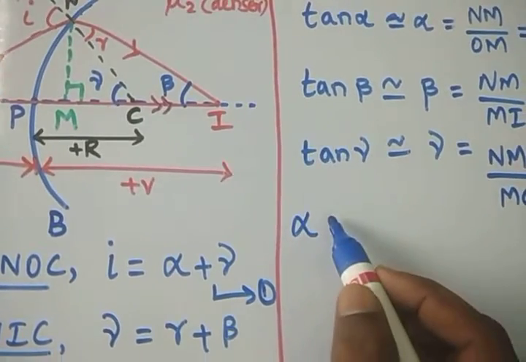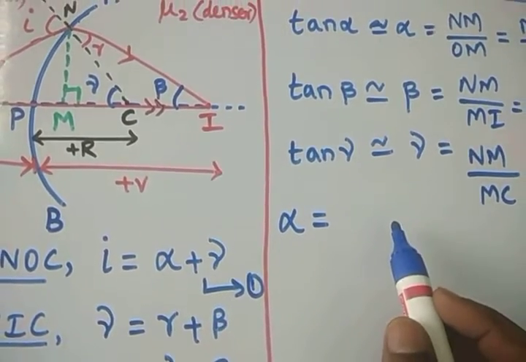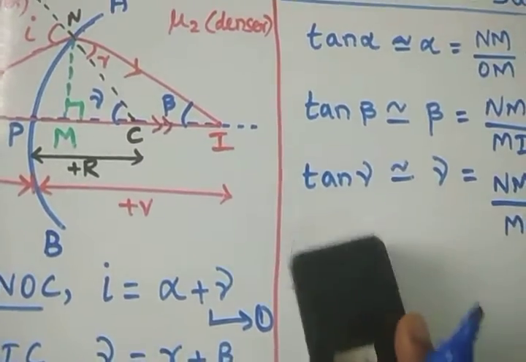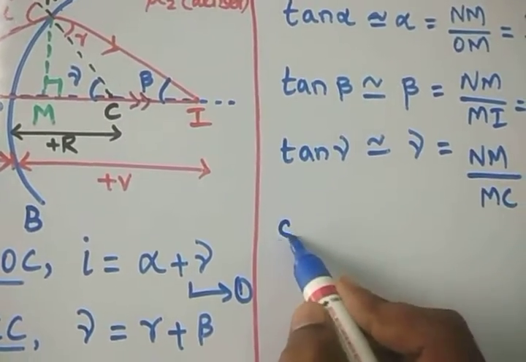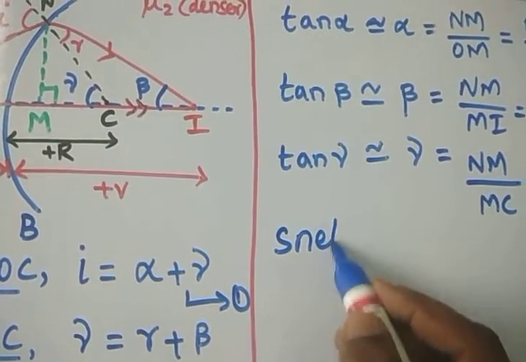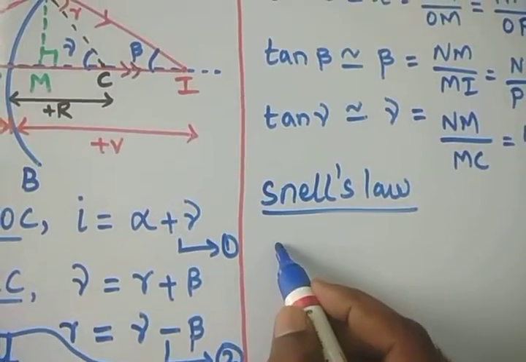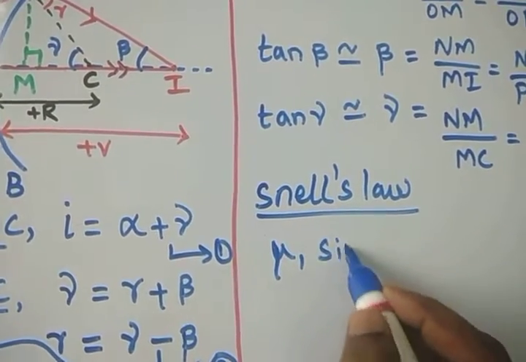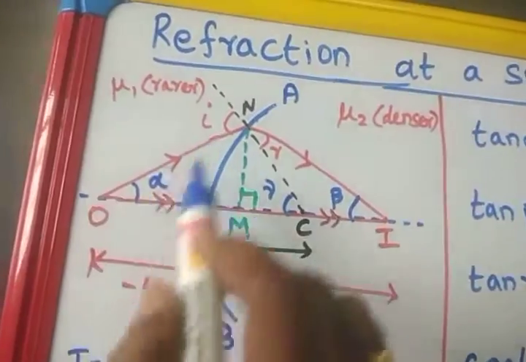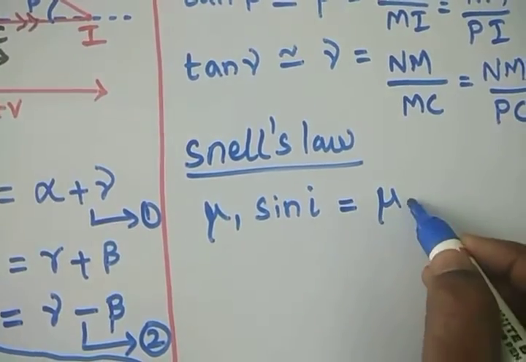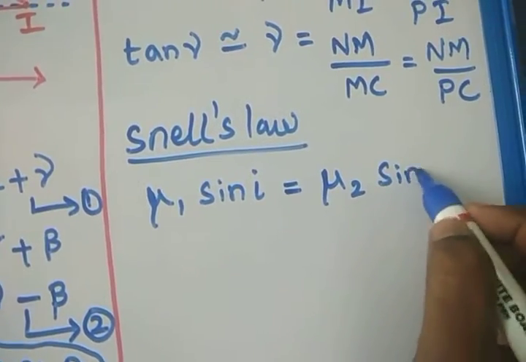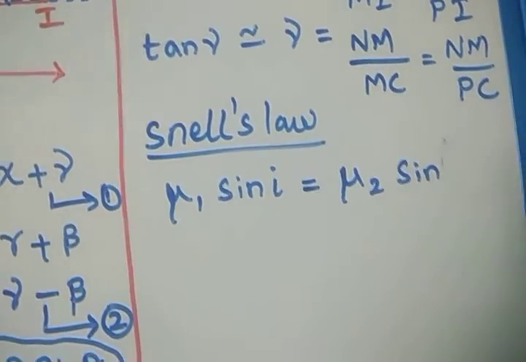So alpha is equal to Nm by OP. Later we will substitute that. Very simple. Here also we are using Snell's law. Snell's law is mu1 sin I, that is, the refractive index on the incident side into sine of the incident angle, is equal to the refractive index of the refracting medium into sine of the refracting angle, sine R. So this is Snell's law for this refracted ray.